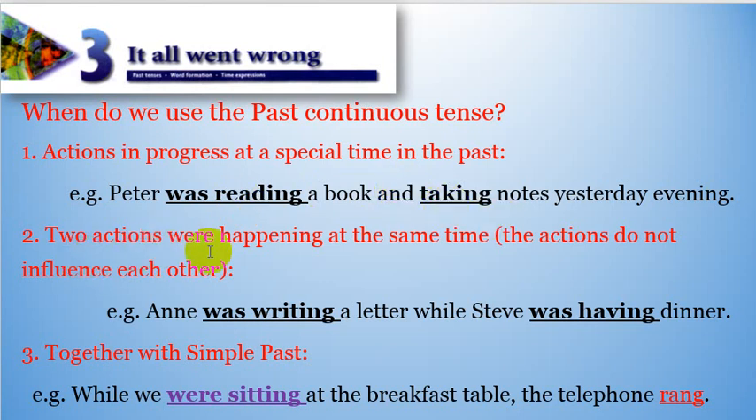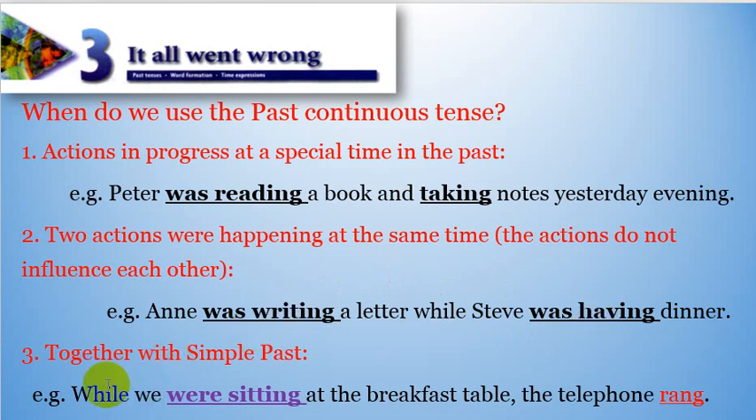Now, when we talk about two actions happening at the same time, the actions do not influence each other. Anne was writing a letter while Steve was having dinner. The two actions take time. Writing a letter takes time, and having dinner takes time, about half an hour maybe. So, Anne was writing a letter while Steve was having dinner. The two actions do not influence each other. Okay? So we use past progressive tense.